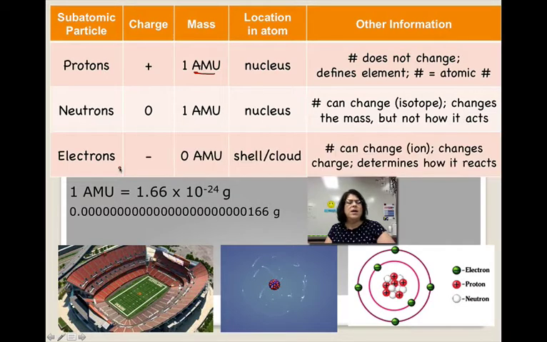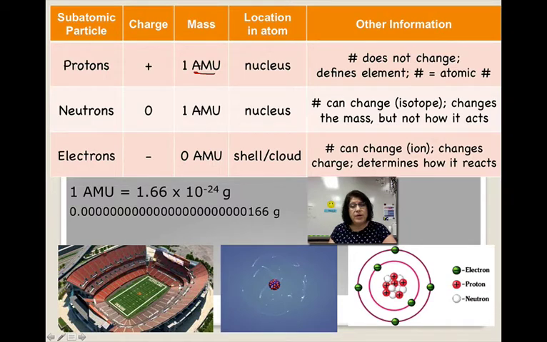Electrons are next. Electrons are negatively charged. They do have a mass, of course, but it's so small that for our purposes, we're going to call it 0. They exist in the shell or the cloud or the orbits or the orbitals around the outside, not in the nucleus. And their number can change. We'll talk about ions in a little bit. It does change the charge and how it reacts in the world.